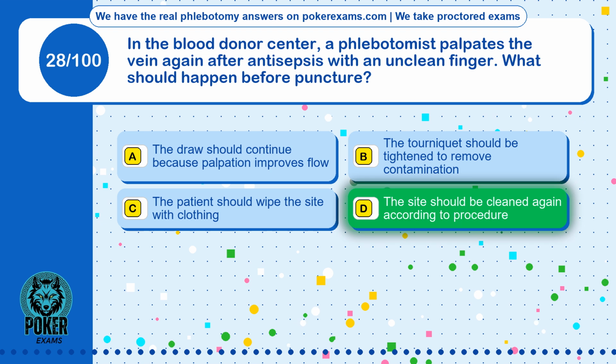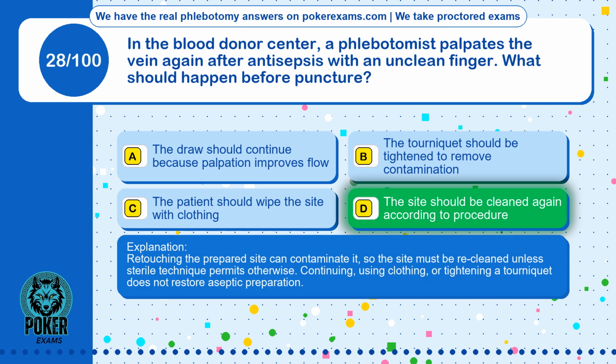The correct answer is option D. The site should be cleaned again according to procedure. Retouching the prepared site can contaminate it, so the site must be recleaned unless sterile technique permits otherwise. Continuing, using clothing, or tightening a tourniquet does not restore aseptic preparation.